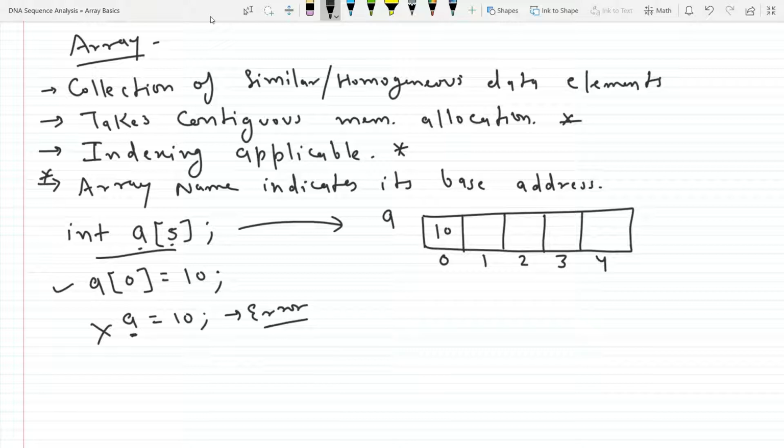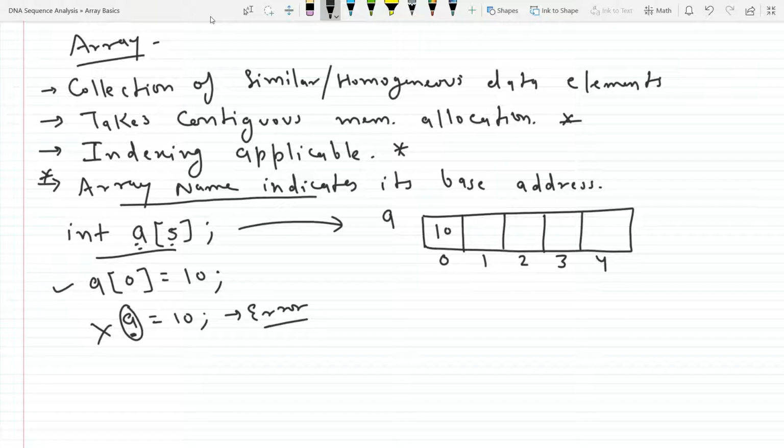Why? Because a is not a normal variable. It is an array. So this point plays an important role, that array name indicates its base address. So this is an address, and you cannot store any value to an address, since this is ultimately a pointer. So what is a pointer? A pointer is used to hold an address, so it can only hold an address rather than a value.